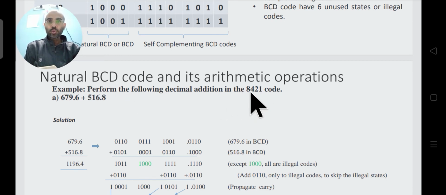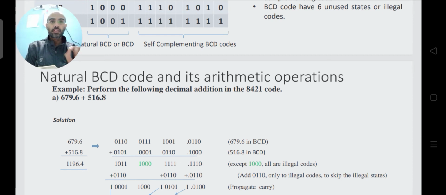Because this code is a sequential code, and sequential codes are the codes in which the consecutive codes differ by one, the next code is one higher than the previous code. It is not a cyclic code. In cyclic codes, there is a 1 bit difference between 2 consecutive codes, but in sequential codes, the next code is 1 greater than the previous code.